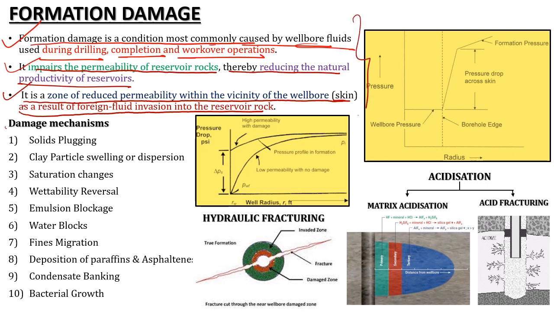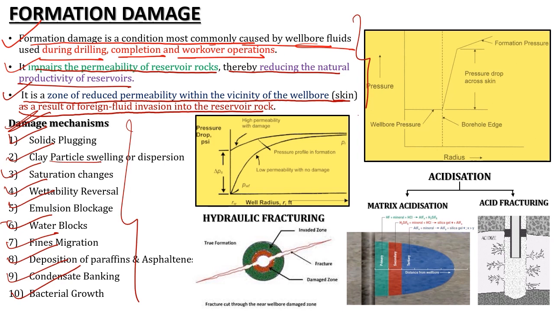So what are the damage mechanisms? It may be because of solid plugging, clay particle swelling or dispersion, saturation changes, wettability reversal, emulsion blockage, water blocks, fine migration, deposition of paraffins and asphaltene, condensate banking, bacterial growth. This will be discussed in detail when I take up the session on well stimulation. As of now, I have just mentioned it so that you can get an overview of what formation damage is.